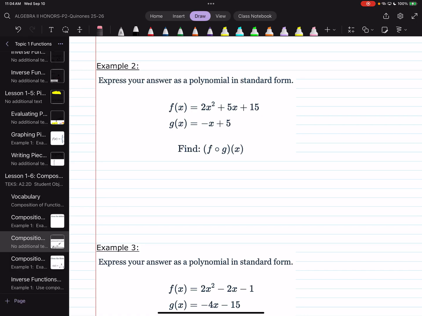Oh, you're putting in the wrong one. Every time you see an x in this equation, you're going to put in that. Yes. No, I don't see it. I don't see it.